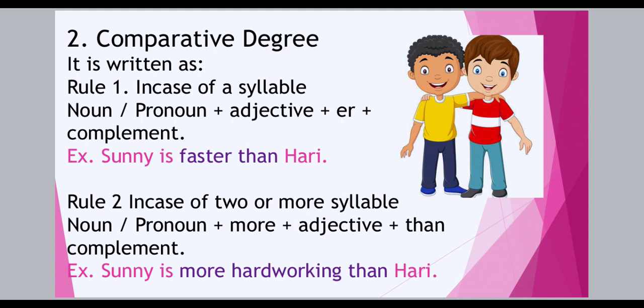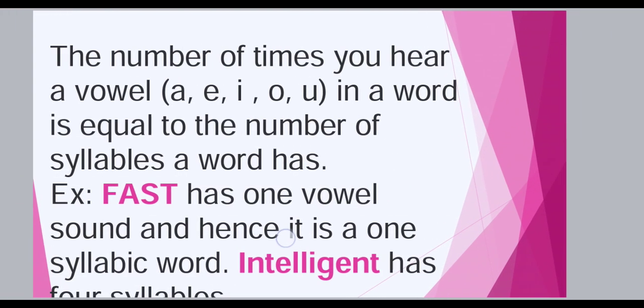So here is comparative degree. Now, comparative degree, rule number 1 says that if you have a one syllabic word, now how to understand what is a syllabic word, I want you to move on to the next page. See the next page. Here you will find what is a syllable.